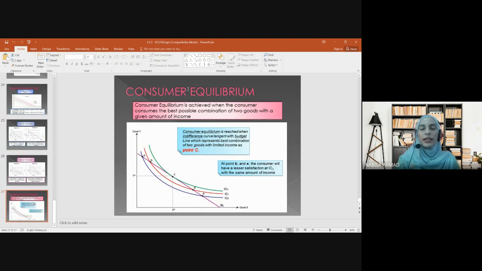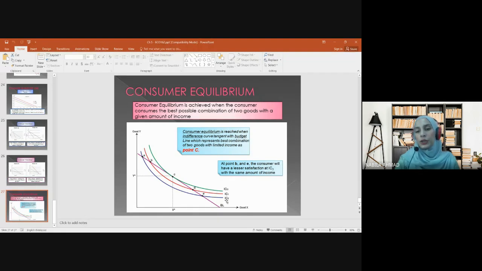So kita akan ambil indifference curve tadi, kita akan combine dengan budget line. So kita akan dapat consumer equilibrium. So consumer equilibrium is achieved when the consumer consume the best possible combination of two goods with the given amount of income. So dengan adanya income, berapakah optimum combination yang consumer boleh beli yang memberikan kepuasan kepada dia. So kita ada di sini beberapa indifference curve.